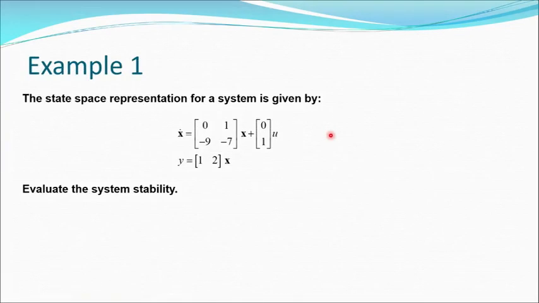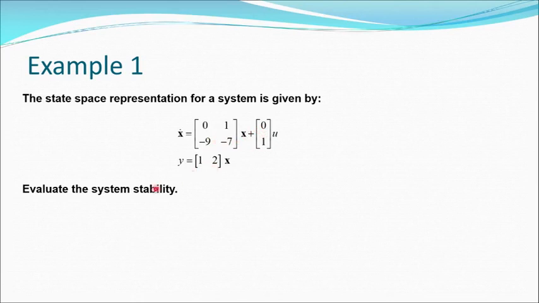So now consider this example. In this example, we are given a system with the state equation and output equation as follows, and we need to evaluate the system stability. From the state space representation, we know that the A matrix is [0, 1; -9, -7], B matrix is [0; 1], and C matrix is [1, 2].